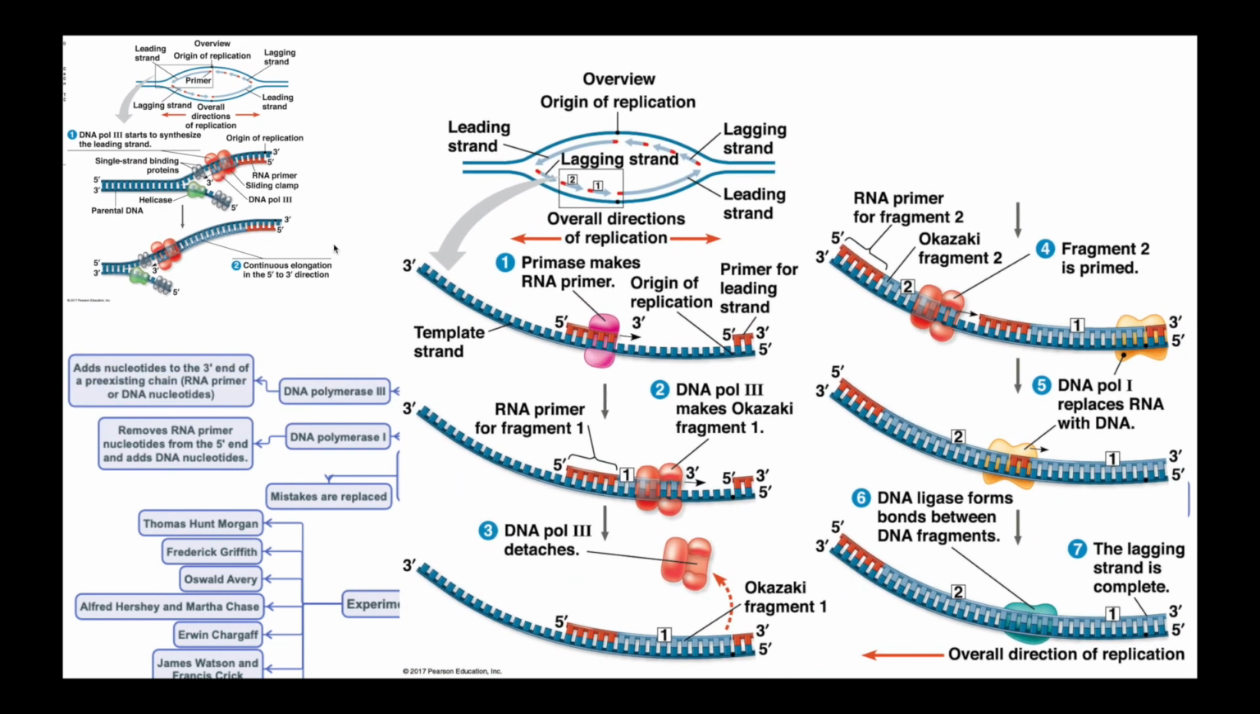On the opposite side, we have something called the lagging strand, and this is going to be copied in small segments called Okazaki fragments, named for the individual who determined how it functioned. And it's got to be copied again in 5' to 3' direction.